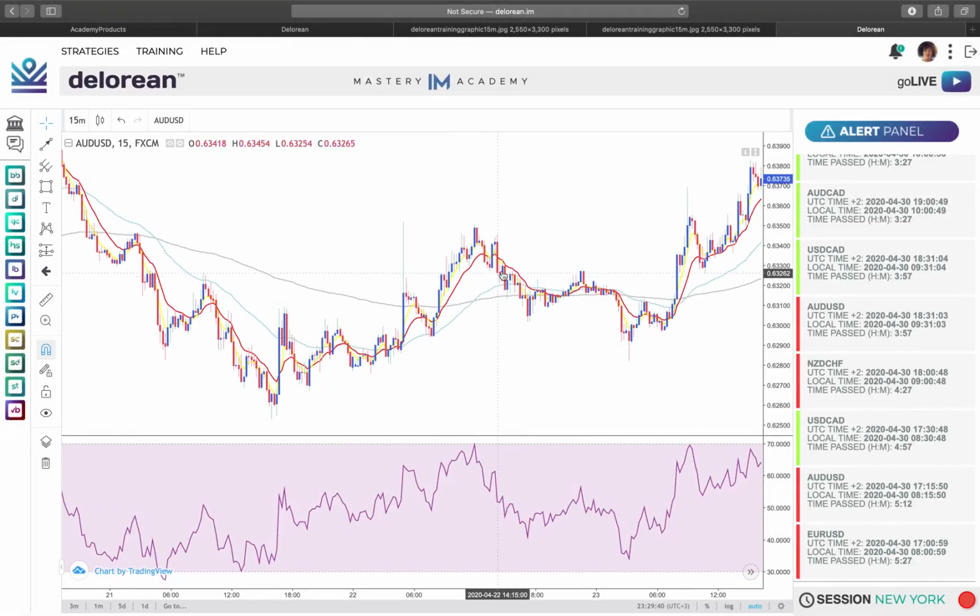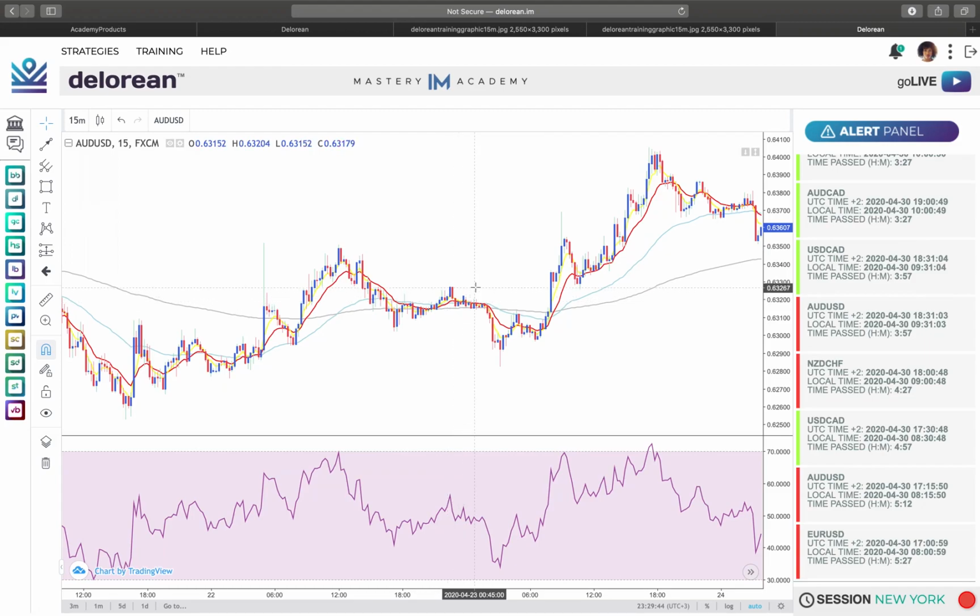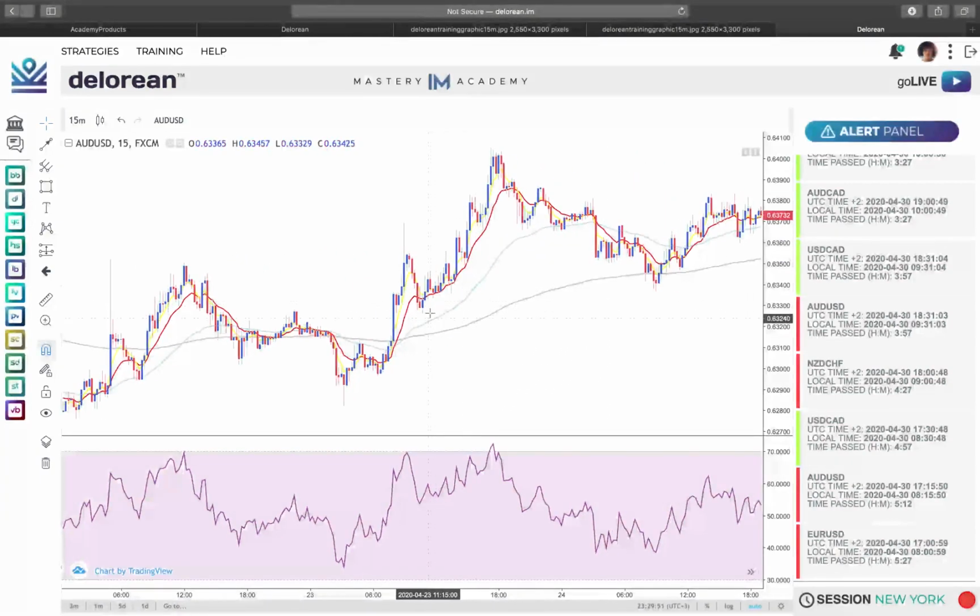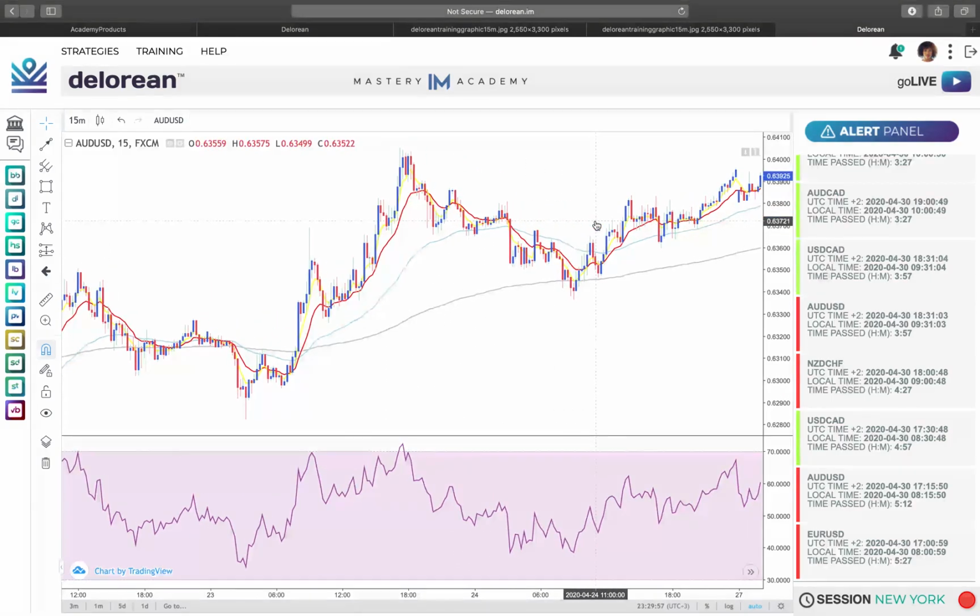Cross back up, higher time frame, we're bullish. Cross back down, bearish. Cross back up, bullish. And remember, at the moments we are crossing, we are very cautious. We like to trade opportunities in the trend that are pulling back. That's what we like to trade.